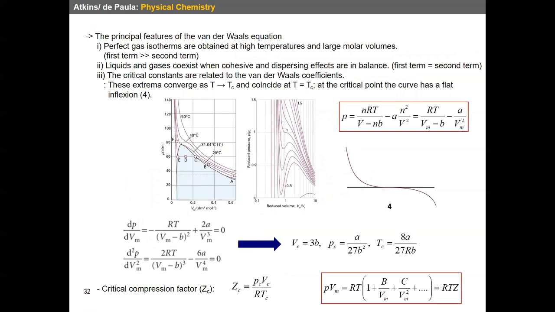Based on the fact that there is a van der Waals loop, we will have some more principal features of the van der Waals equation. First, perfect gas isotherms are obtained at high temperature and large molar volume in the van der Waals equation. So let me provide again the van der Waals equation.